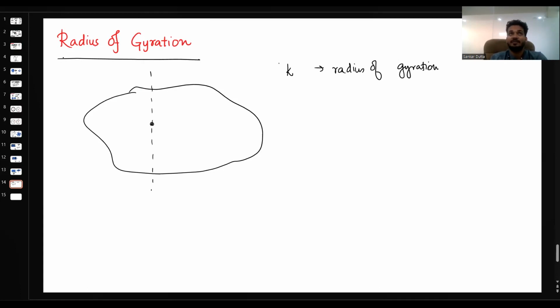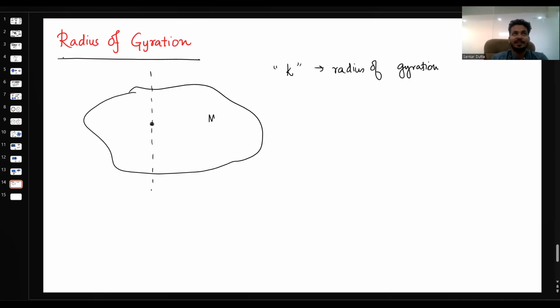Radius of gyration. Is it some phenomenon or something like that? If you're trying to relate this to gyroscope, then no, I don't think it has a relation to that. It's just a name. So radius of gyration, main purpose is the use. Let me talk about the use of this.